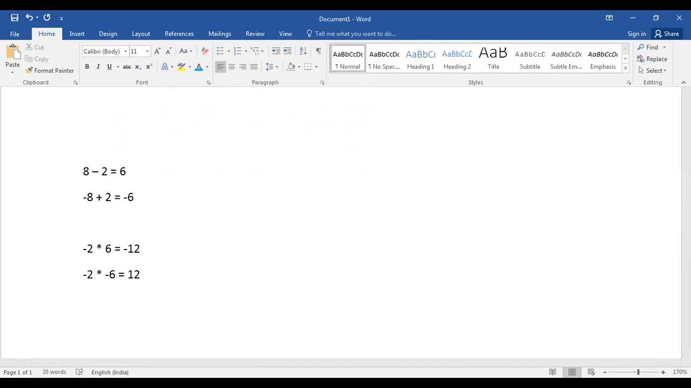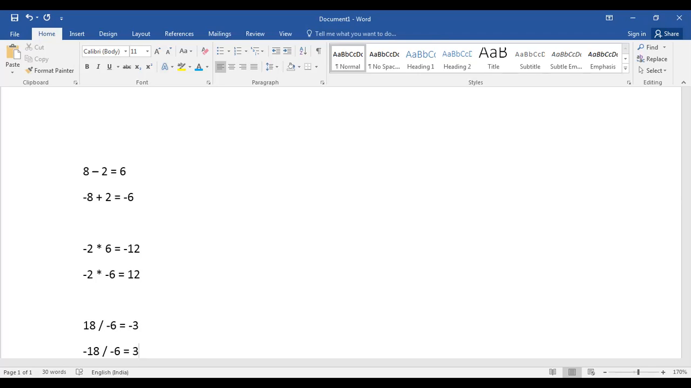In division also you are going to follow the same way. If two minuses are there, then your answer will be positive. If one minus is there, then your answer will be negative. Let us try it. 18 divided by minus 6. So what will you get? You will get minus 3 because only one minus is there. Similarly, if minus 18 divided by minus 6 is given, then your answer will be plus 3. So this way you are going to add, subtract, multiply or divide the integers.